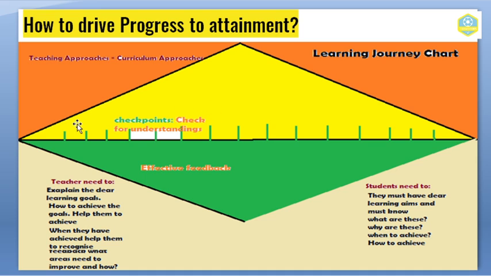And at each point you have to provide feedback. That feedback should be quality feedback so that students realize what they have achieved. I have written some points on what the teacher has to do and what the student has to do. Explain the clear learning goals. Number 2, how to achieve these goals. Help them to achieve.